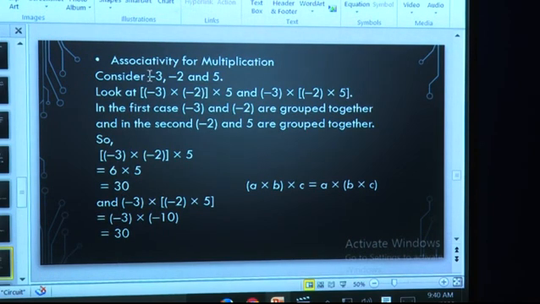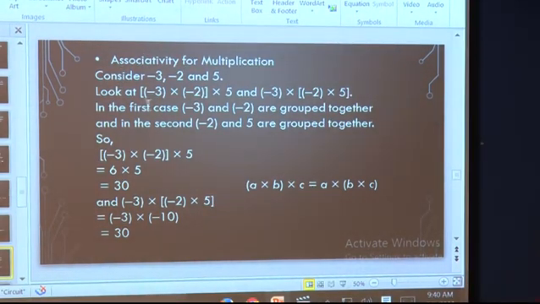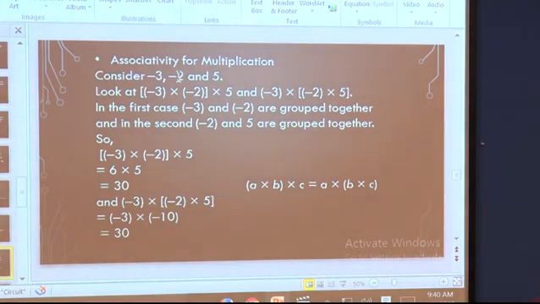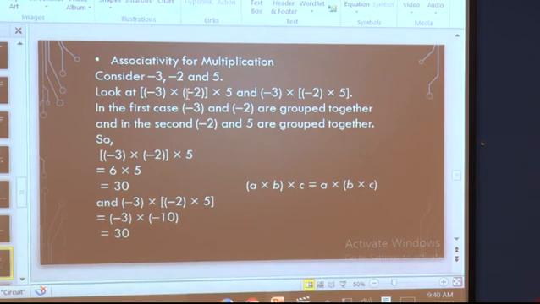What I had done? In the associative property I had done the grouping on my own. You can do the grouping on your own and you will find that the product of both answers will be the same. So in short we can say that A multiplied by B multiplied by C is equal to, you can group this together, A multiplied by B into C. In short we remember this is the associative property for multiplication.